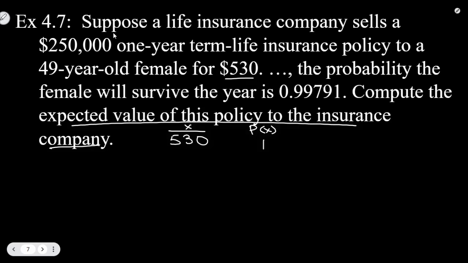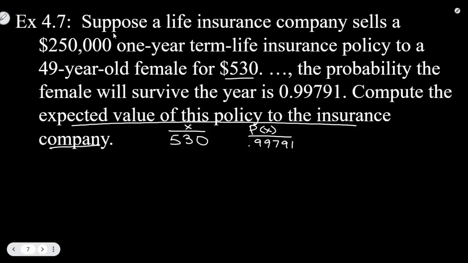Then there is also the possibility that the insurance company has to pay out $250,000. Okay, now, well, actually, hang on. I want to make sure that this makes sense. So, all right, let's do this a little bit differently. Assuming that she survives, there is a 0.99791 chance that the company will get $530.